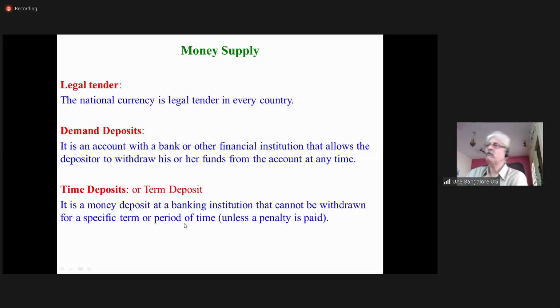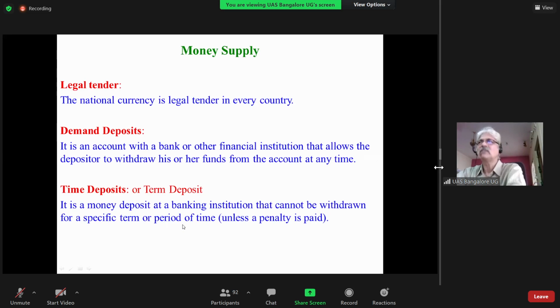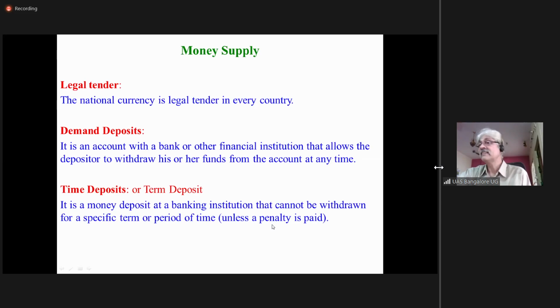Suppose you deposit money in a bank under time deposits or under term deposit, the duration may be 6 months or 1 year or maybe 1.5 years, 2 years, and so on. So if you make the deposit for 1.5 years, you cannot withdraw money for 1.5 years unless a penalty is paid.